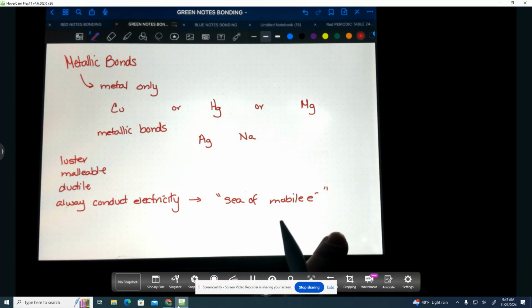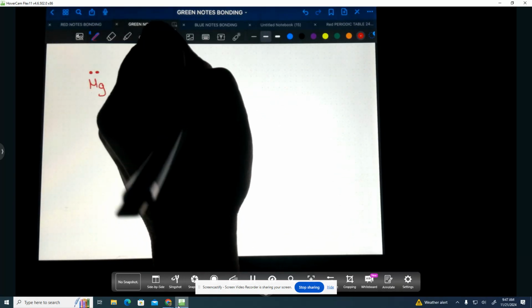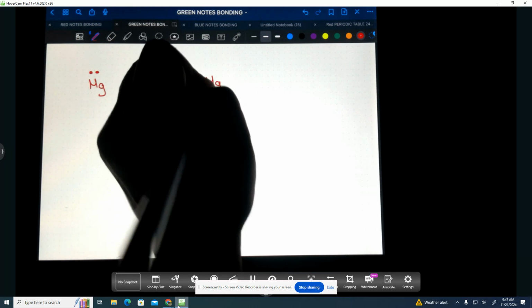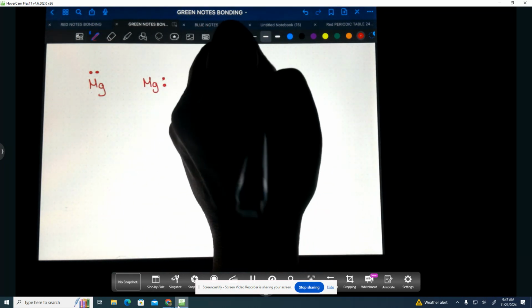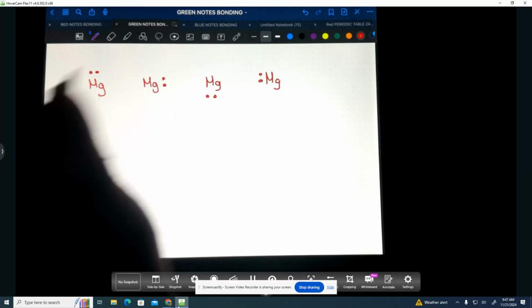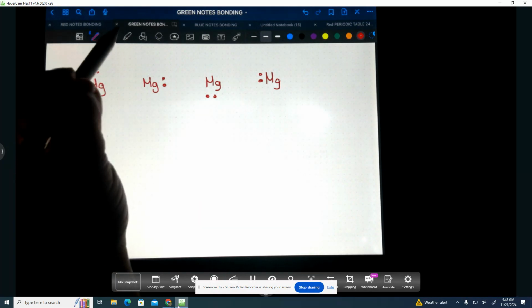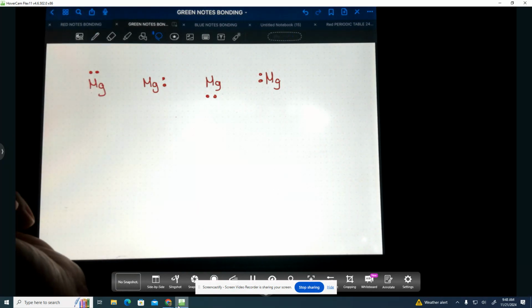Let me give you an example. I'm just going to draw it on the next page so you can see what I'm talking about. Let's say I have magnesium here. Magnesium has 2 valence electrons. And this magnesium also has 2 valence electrons. And this magnesium has 2 valence electrons. And this magnesium has 2 valence electrons. I just wrote them on different sides so that it made my life easier when I'm moving them.